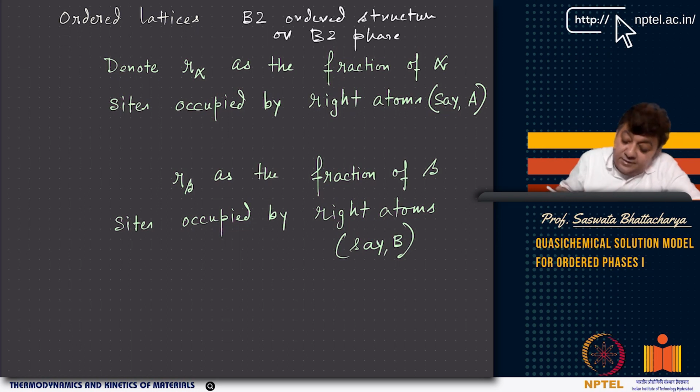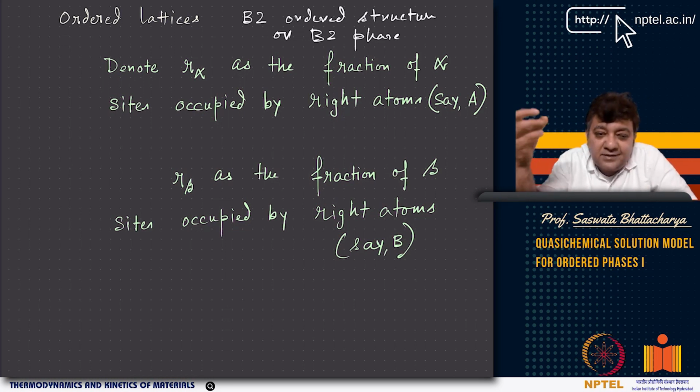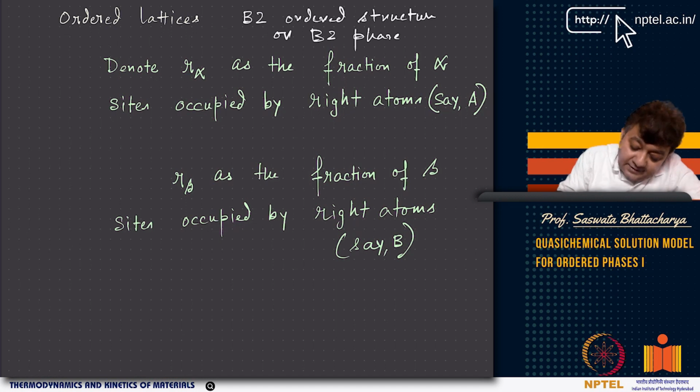If you look at a class on crystal structures, you will understand what I am talking about with these special sites. For example, the corner sites are special and are occupied by one kind of atom, and the body centered sites are special and are occupied by another kind of atom. Now I am looking at the fraction of alpha sites, or alpha site fraction.